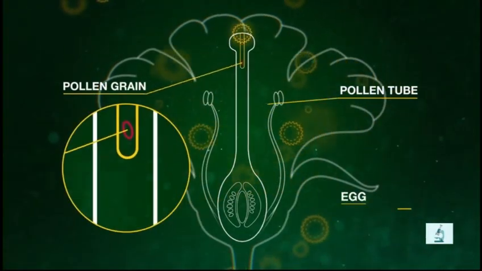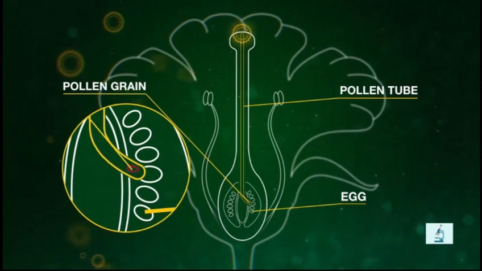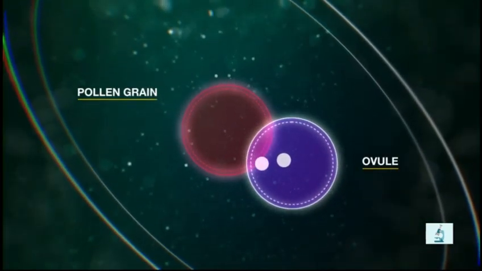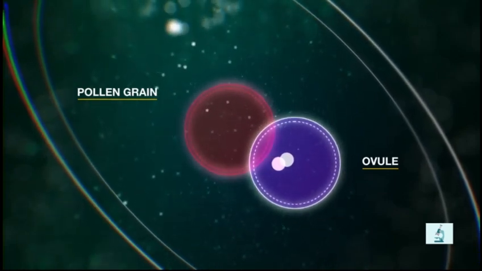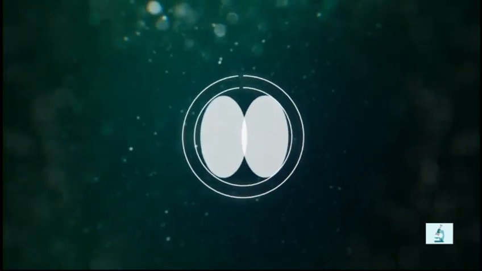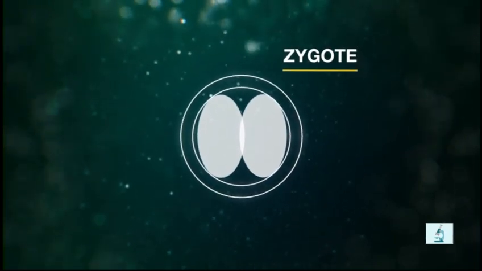After pollination, the pollen grain germinates and produces a pollen tube that grows through the style towards the ovary. After it reaches the ovary, the pollen grain releases its nucleus. The nucleus of the two gametes, one from the pollen grain and one from the ovule, fuse and complete fertilization. This creates a single fertilized cell called a zygote.